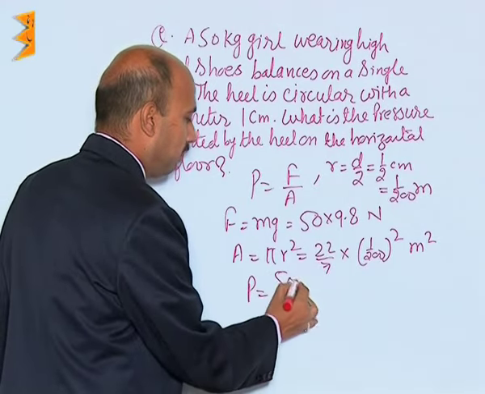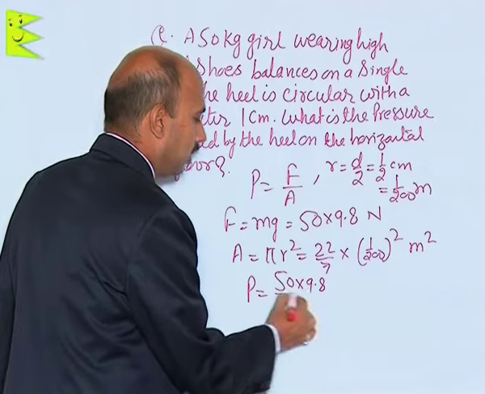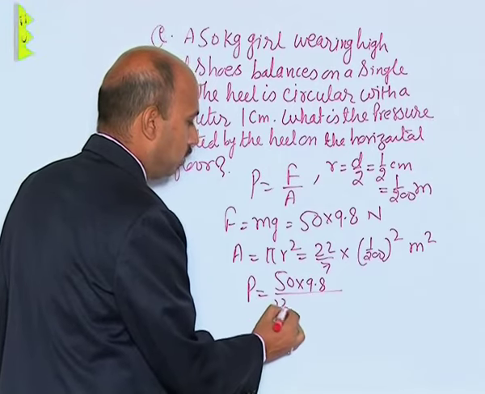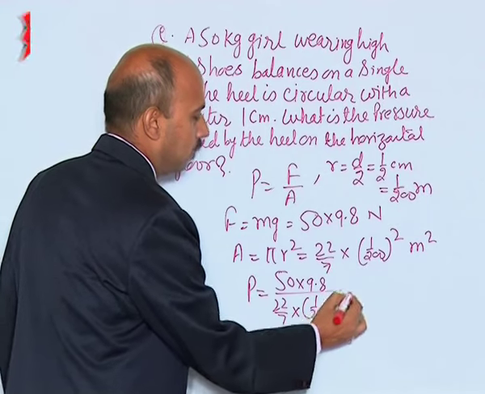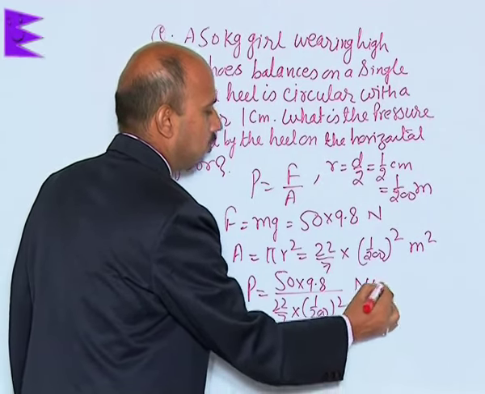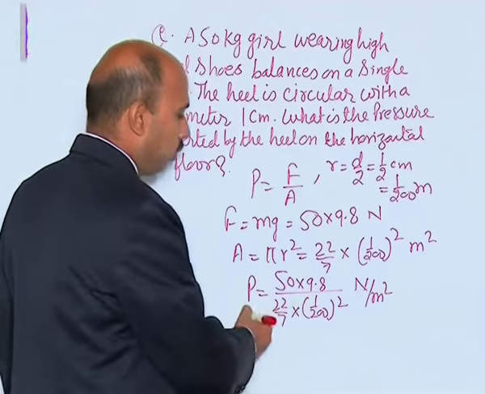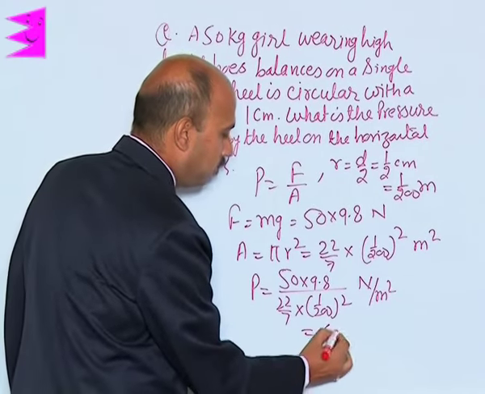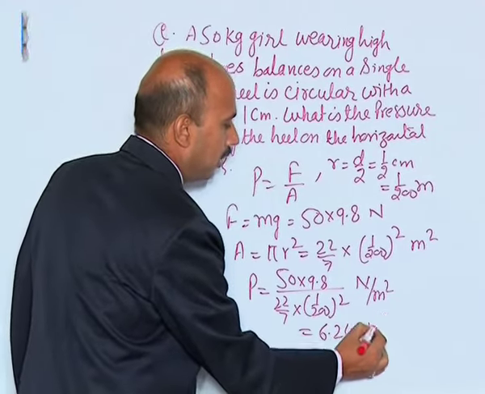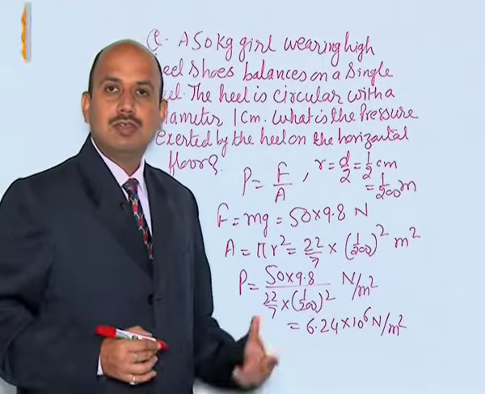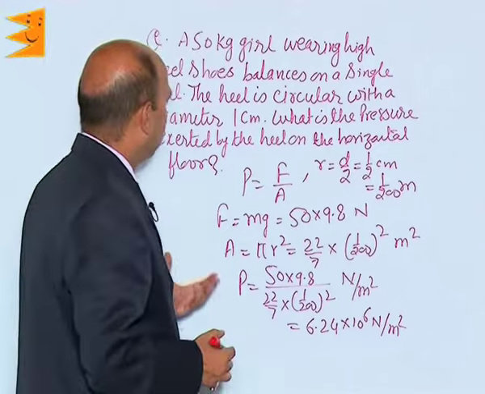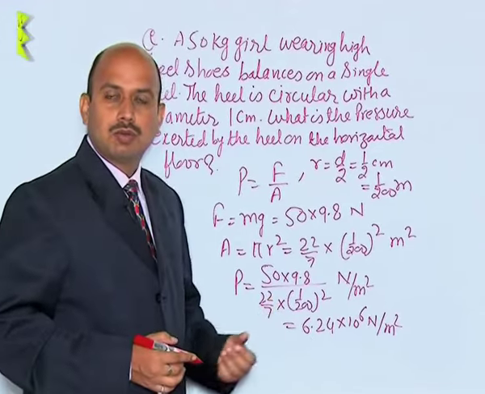Pressure is equal to 50 into 9.8 divided by 22 by 7 into 1 by 200 square, that is Newton per meter square. And on solving you will get 6.24 into 10 raised to power 6 Newton per meter square. So this is the pressure exerted by the heel on the horizontal floor.